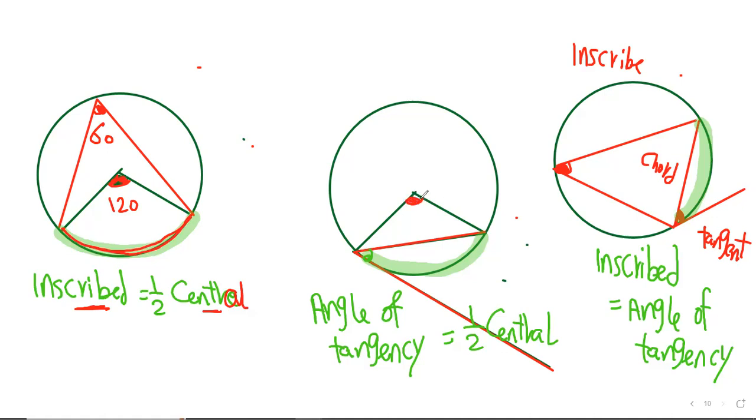Here we have a central angle and the angle of tangency. What is the relation between them directly? Because they are subtended by the same arc, the angle of tangency is half the measure of the central angle. So if the central angle is 130, the angle of tangency will be 65 because they have the same arc. Here we have a tangent and a chord, so this angle is an angle of tangency, and this angle is an inscribed angle, and they have the same arc. So if this angle is 65, this angle directly will be 65 because they have the same arc.